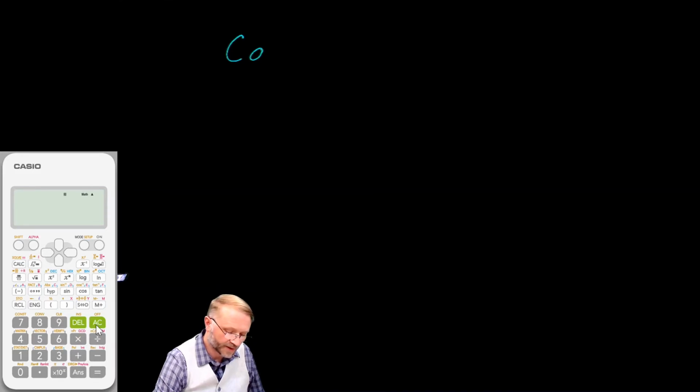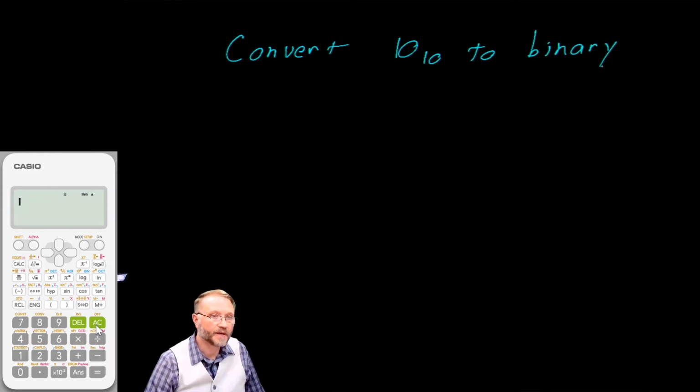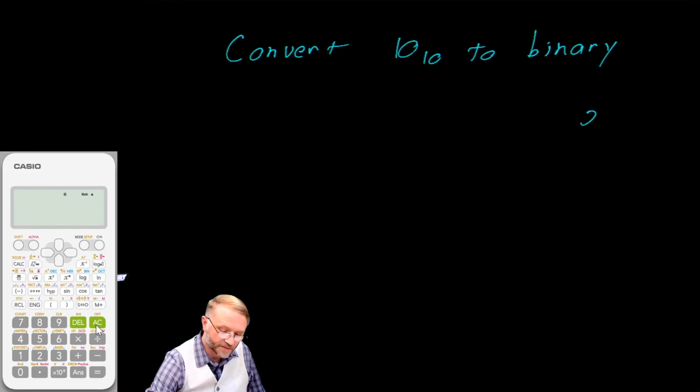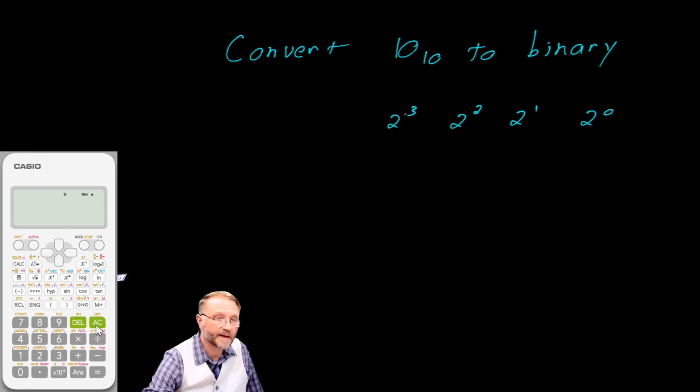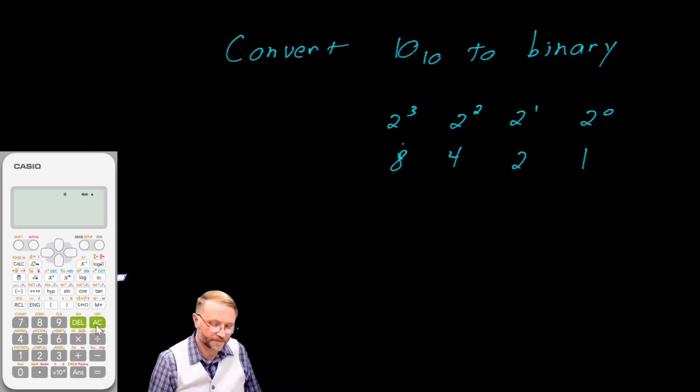So what if we want to convert 10 base 10 to binary? Our opening move is to take care of the places. So 2 to the 0, 2 to the first power, 2 squared, 2 cubed. And I'm going to write the decimal equivalents down. So that's the 1s, the 2s, the 4s, and the 8s.